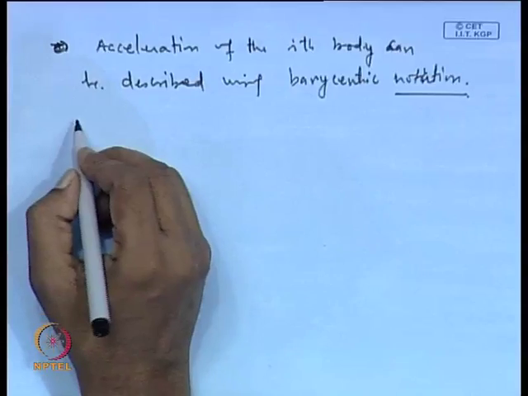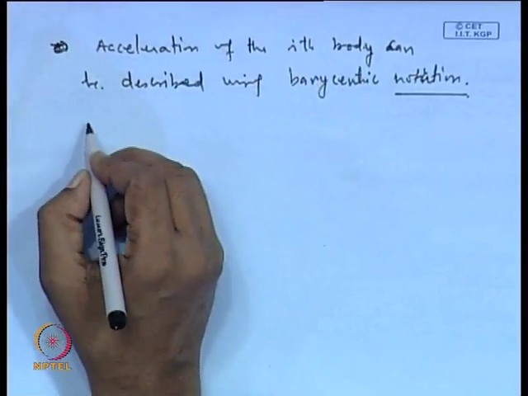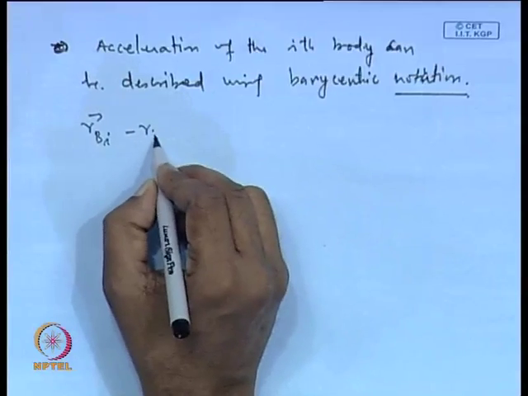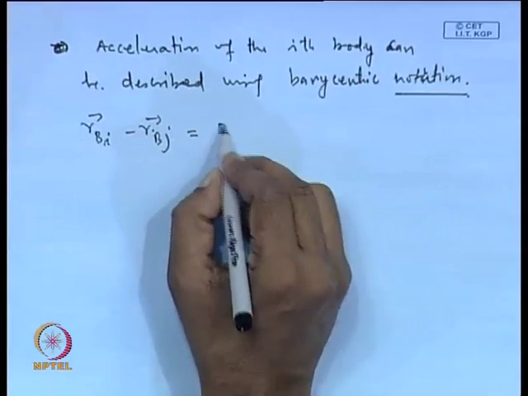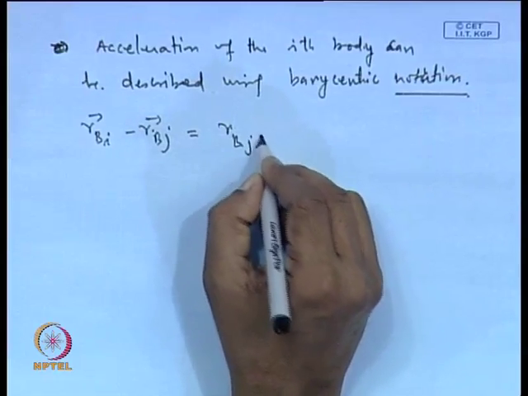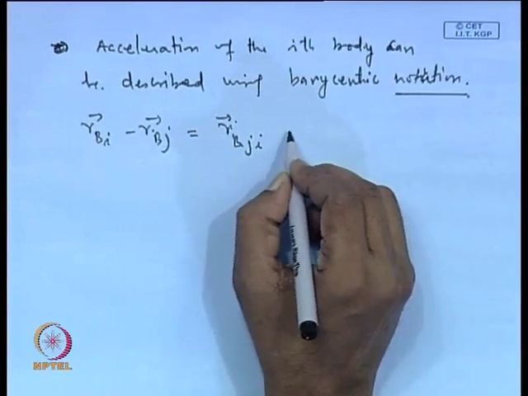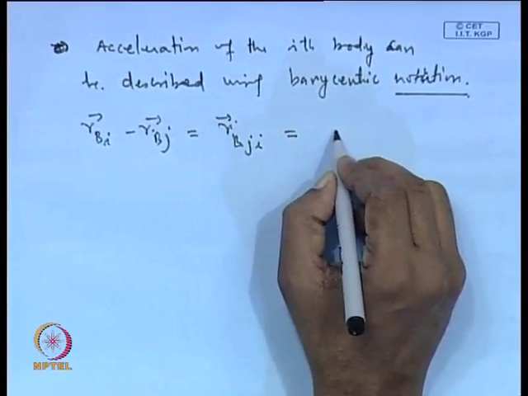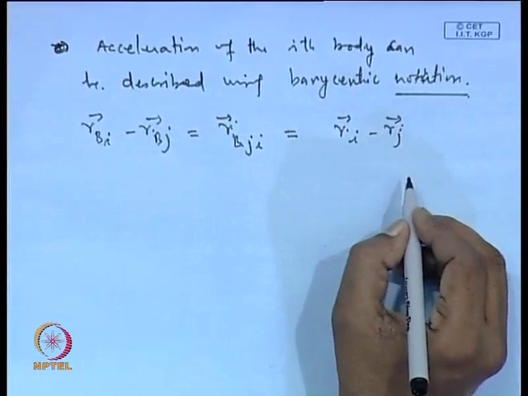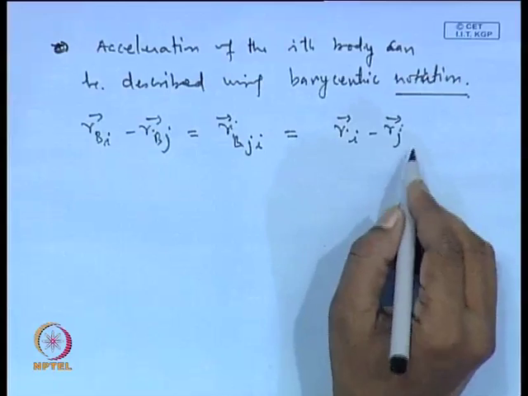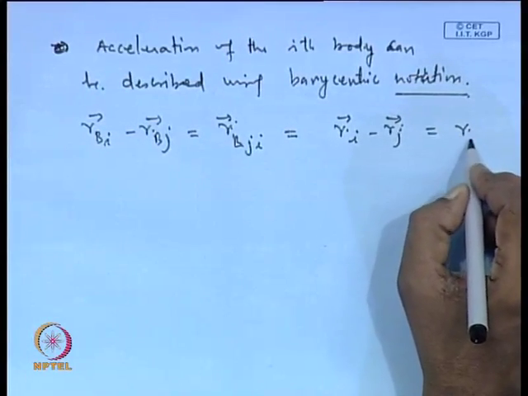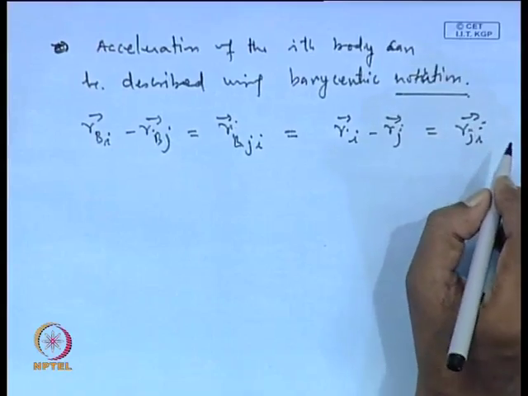Okay. So, similarly following the same type of notation, we can write R_BI minus R_BJ, this will be equal to R_BJI, and this will nothing but be equal to R_i minus R_j, which will be equal to R_ji.